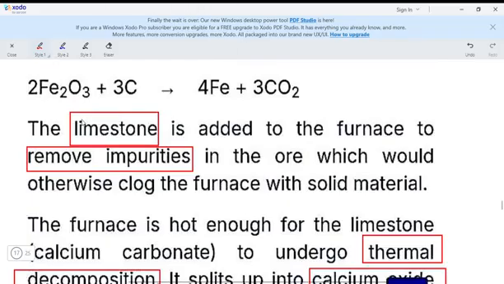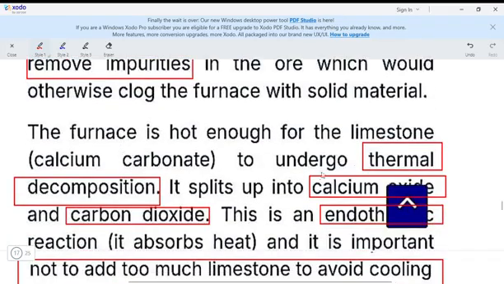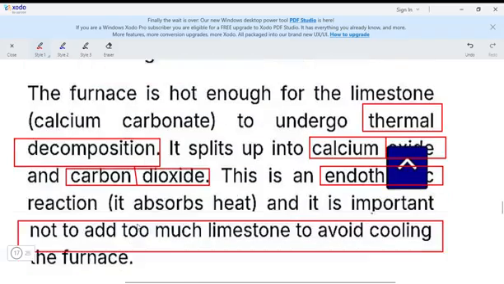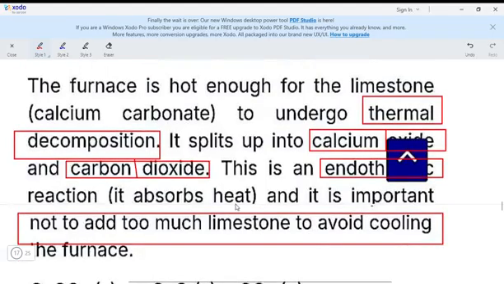Then another thing we need to know is that limestone, I've also said all this, but just for you to have the note, the limestone is added to the furnace to remove impurities. So how will it remove impurities? That's by thermal process. It will first break by heat, so it will decompose into calcium oxide and carbon dioxide. So this is endothermic. Take note, the formation of calcium oxide and carbon dioxide is endothermic. That is when it is breaking, so heat is absorbed.